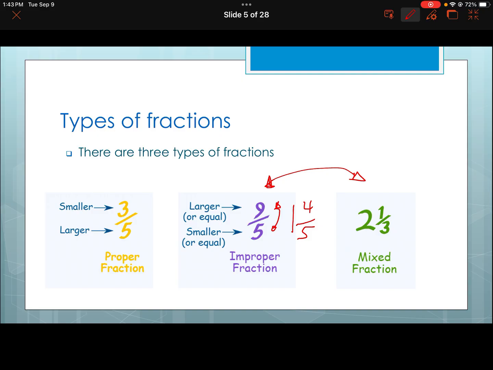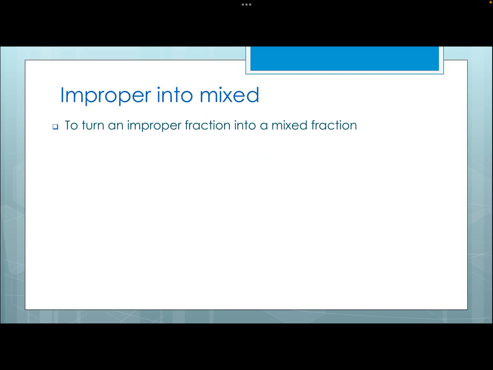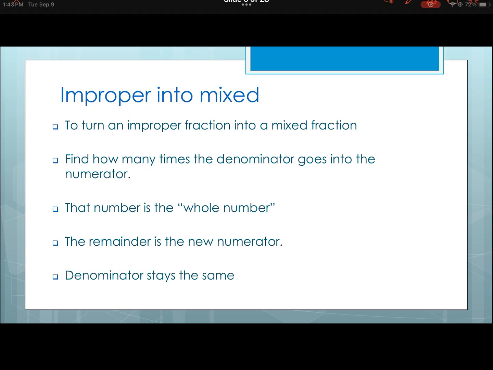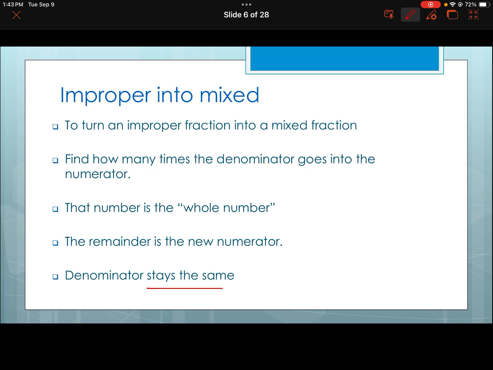So that's the idea. If you prefer words, here's words, because I know some people prefer that. So to turn an improper fraction into a mixed fraction, find out how many times the denominator goes into the numerator, so how many times the bottom goes into the top. That number is going to be that big number, the whole number. The remainder is going to be the new numerator, and denominator always stays the same. Always stays the same, because we're just converting, right? We're not actually doing any maths here. We're just kind of representing them 2 different ways.